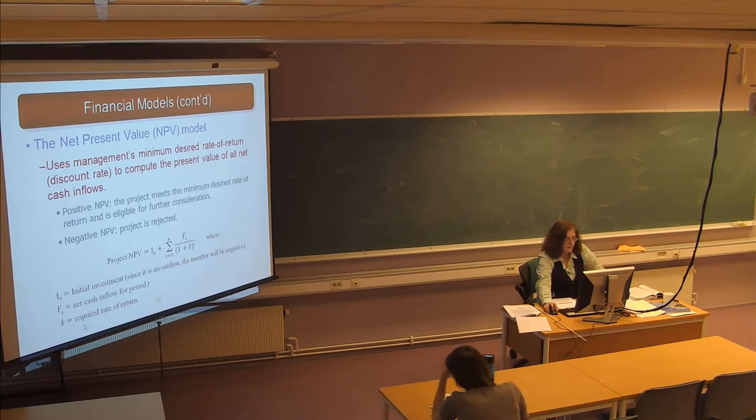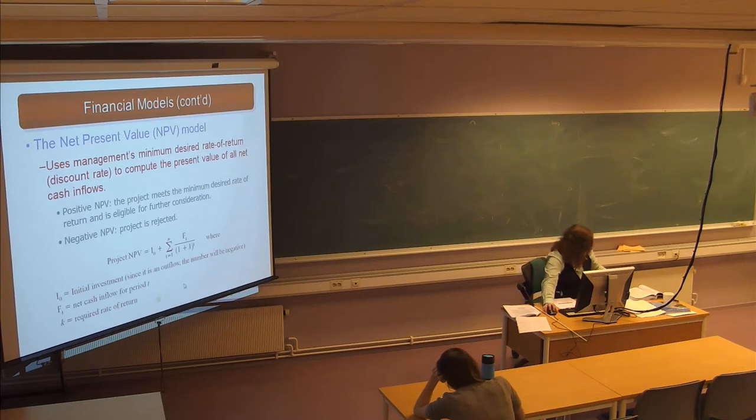And then the required rate of return is K, which is the discount rate. So if it was 20%, it would be 0.2. It's kind of strange that they call K the rate of return, which is basically the interest rate or the discount rate.